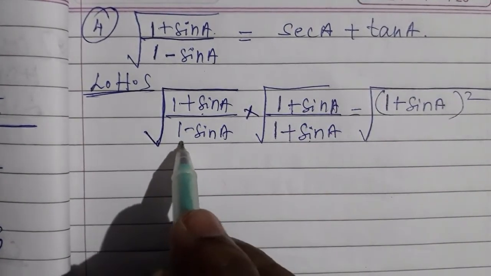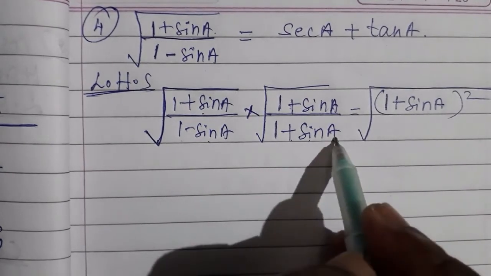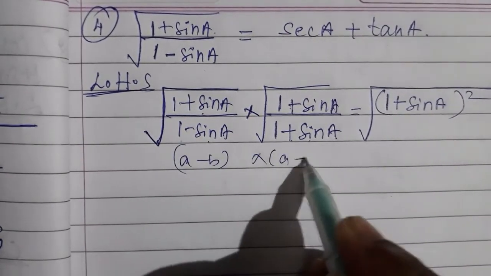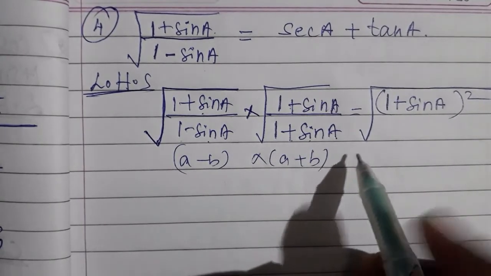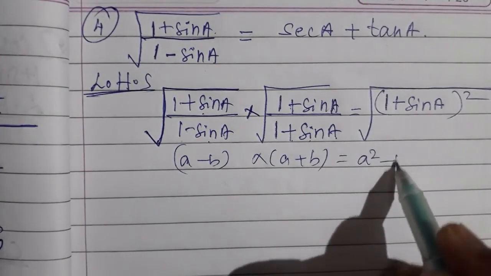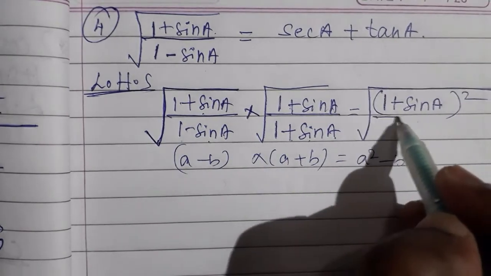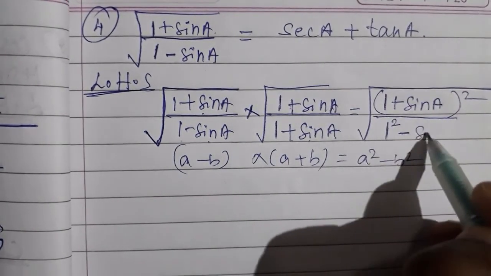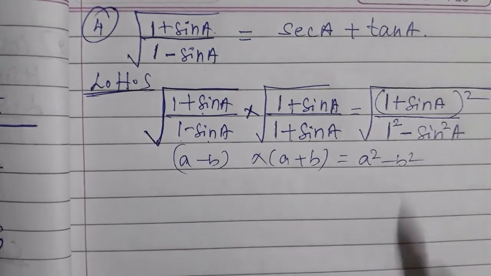Here you can notice 1 minus sin A into 1 plus sin A. It is in the form of A minus B into A plus B. What you can write? A minus B into A plus B, definitely I can write it as A square minus B square. That is what I will be writing in the denominator. 1 square minus sin square A.